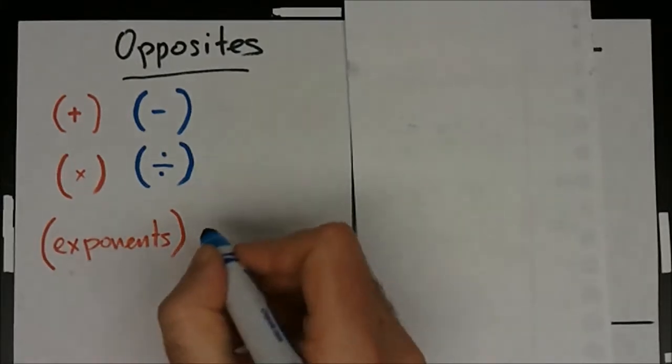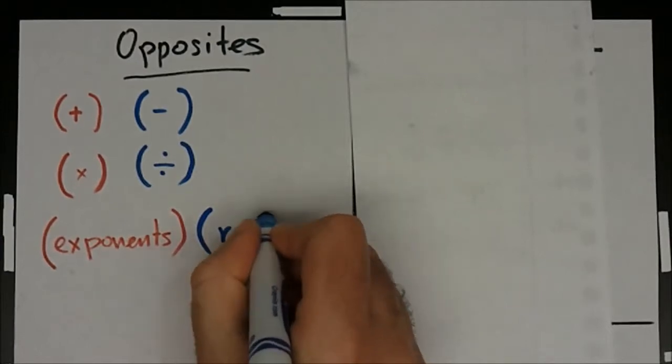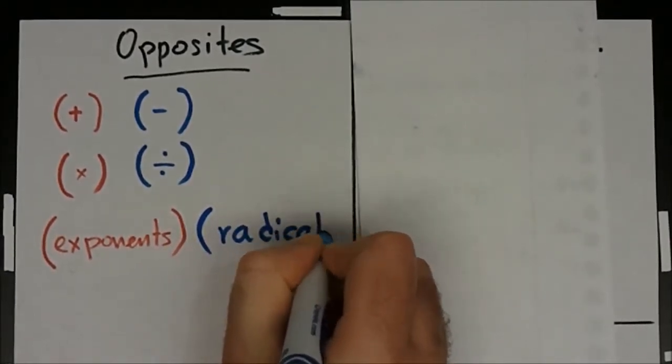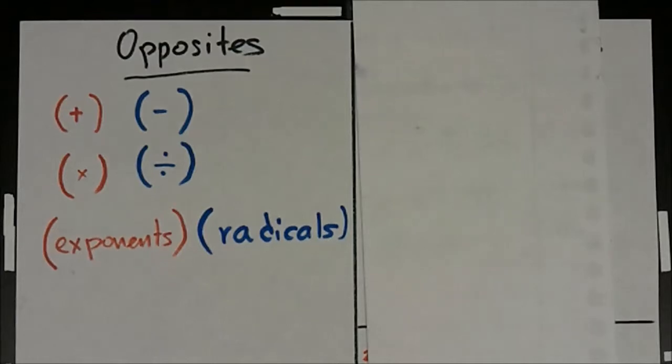Radicals are the mathematical opposite of exponents. They do the exact opposite. An exponent you can think of as a growing operation. You take a certain base and you make more of it. Radicals are the opposite. You take lots of bases and you shrink them into fewer bases. So exponents and radicals are opposite operations. In math, they cancel each other out.